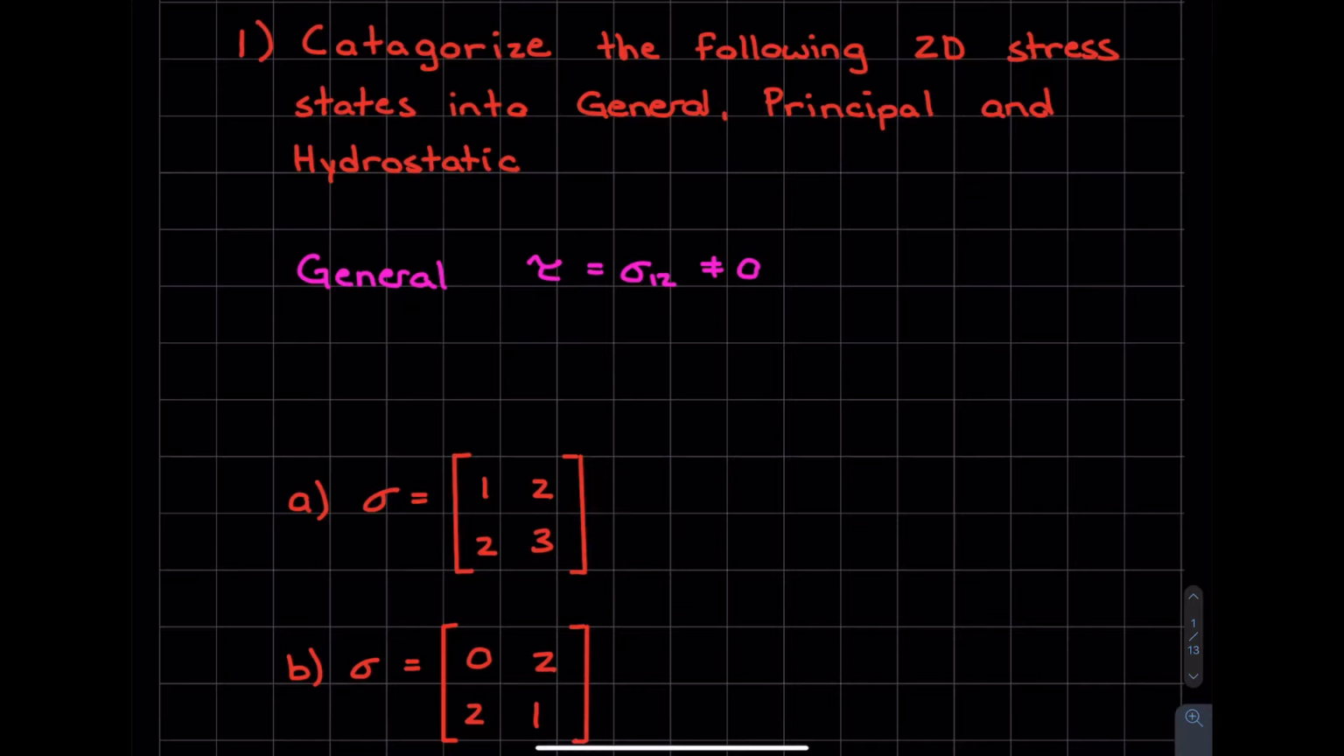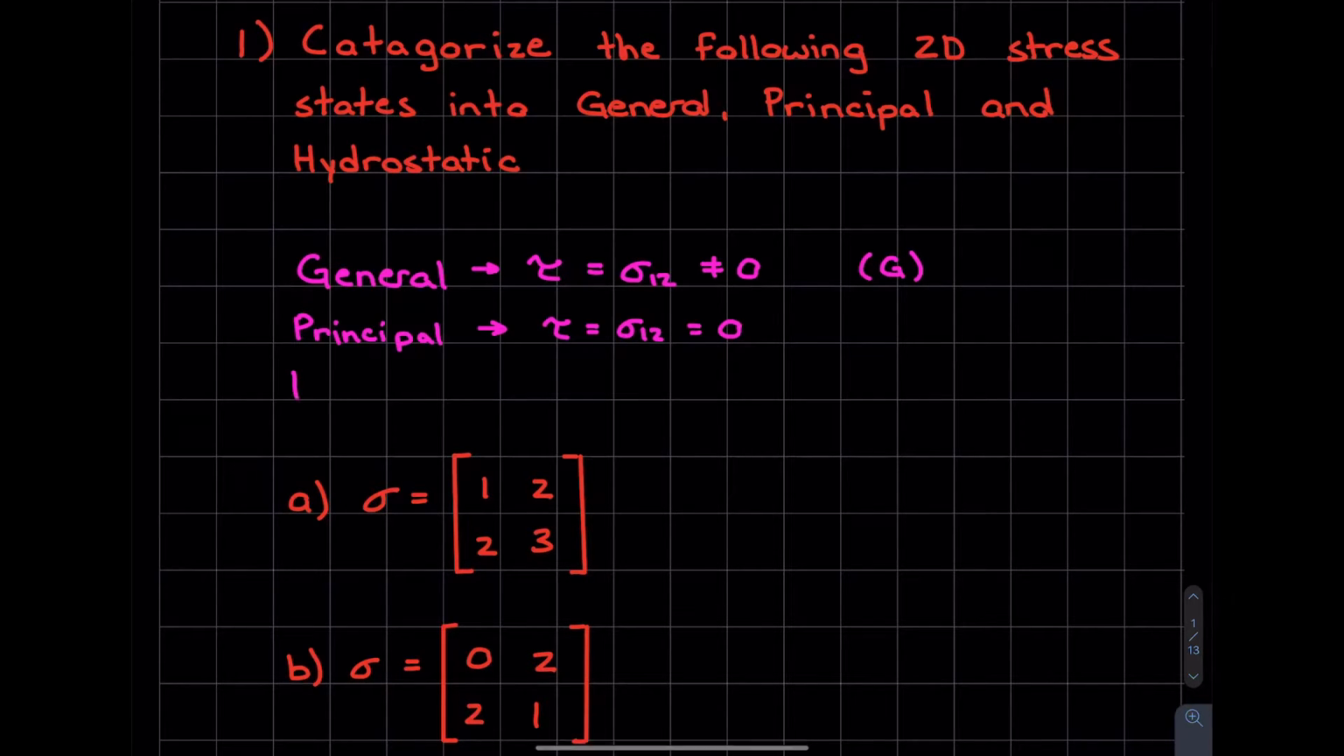And this one's the very easiest because all we have to do is look at the tau, the stress sigma 1,2, and see if it's equal to 0. If it's not equal to 0, we can say that this is the general stress state. I'm going to put a G here so I don't have to write down general all the time. Now the second one, which is the principal. The principal stress state is when tau, which is again sigma 1,2, our shear stresses, are equal to 0. So there's the first contradiction between the principal and the general stress state.